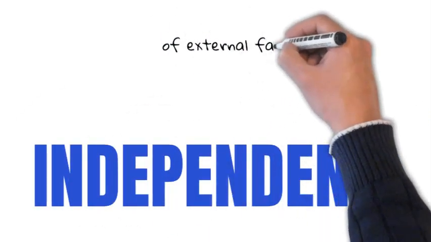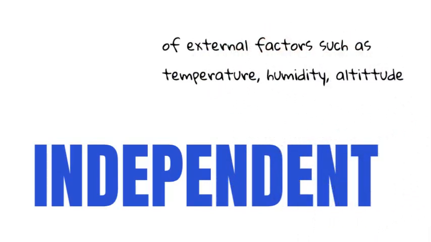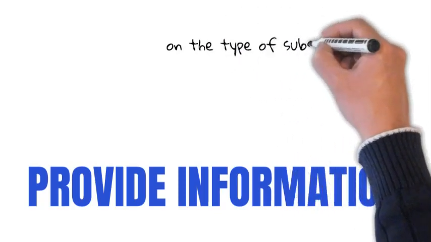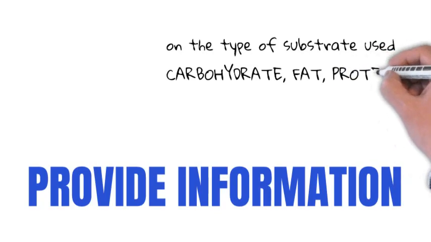It is independent of external factors. Direct calorimetry is independent of external factors such as temperature, humidity, and altitude, which can affect other methods of measuring energy expenditure. And the last, it provides information on the type of substrate being used for energy. Direct calorimetry can provide information on the type of substrate, carbohydrate, fat, protein, being used for energy during physical activity.